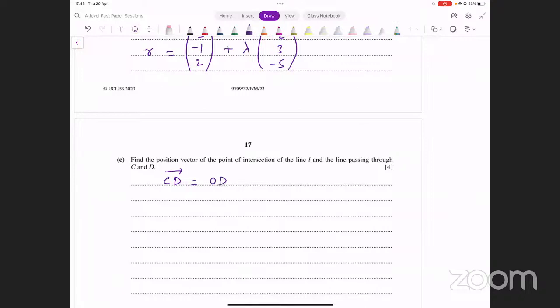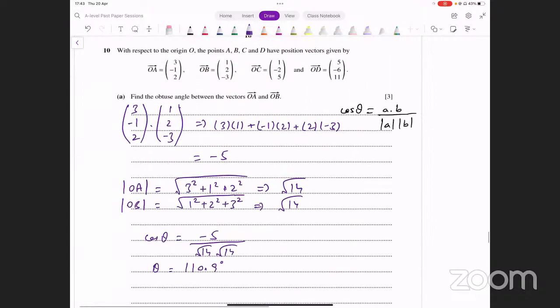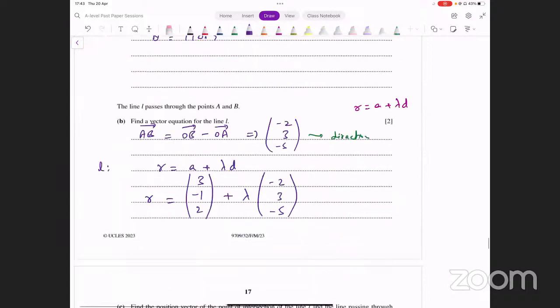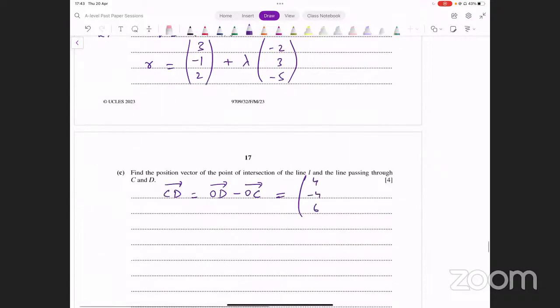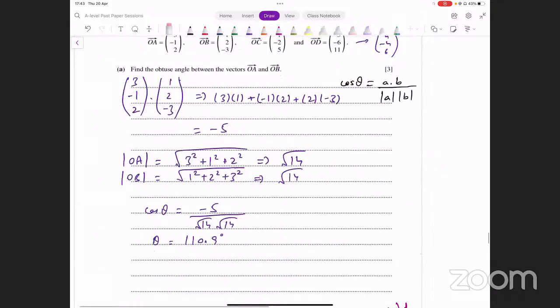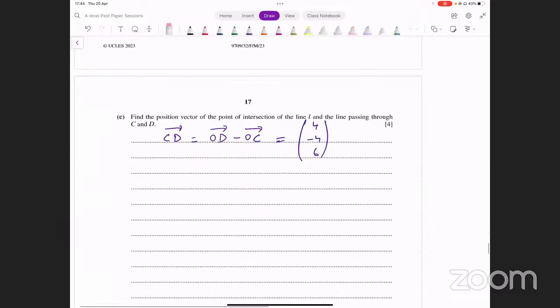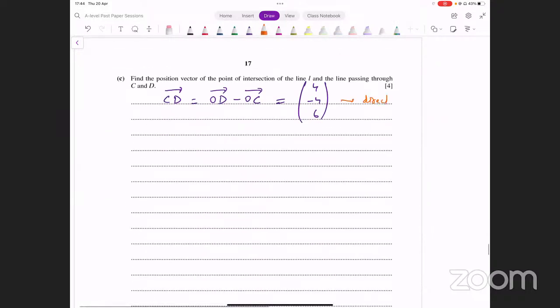CD vector, that's going to be OD minus OC. फिर से हम क्या करेंगे? OD में से OC माइनस कर देंगे, यहीं पे कर लेते हैं, बाद में एंड पे लिख लेंगे। This minus this. 5 - 1, that's going to be 4. And then -6 plus 2, that's -4. And 11 - 5, that's 6. 4, -4, 6, ये आपके पास CD vector आ गया। 4, -4, 6, this is the vector CD. ठीक है? This is the direction vector of the line CD. ये आपकी डायरेक्शन आ गई इसकी.